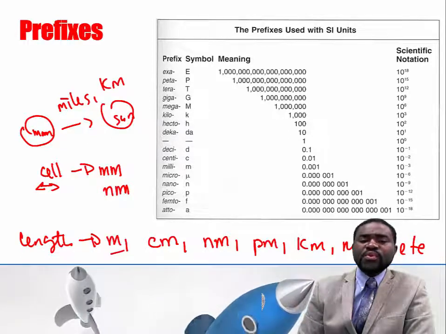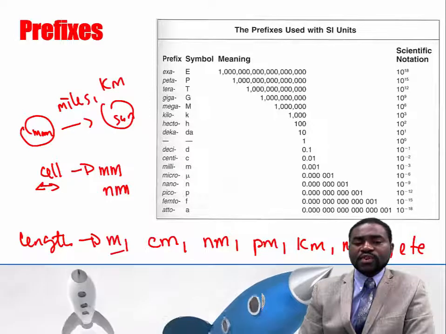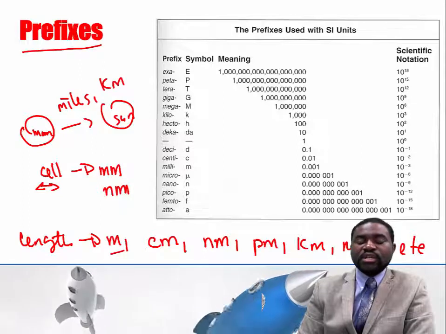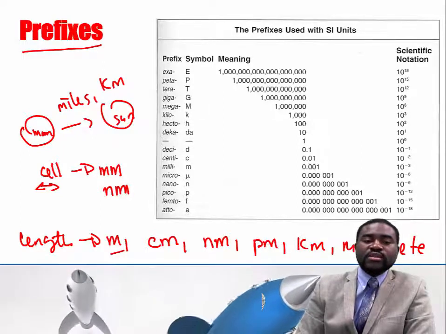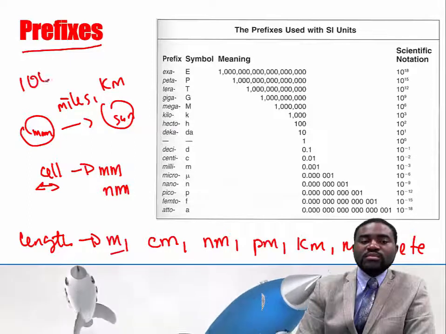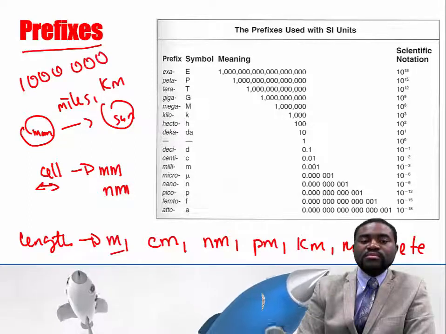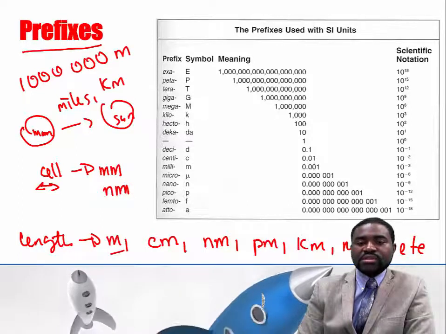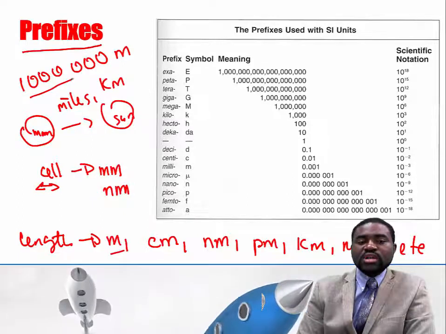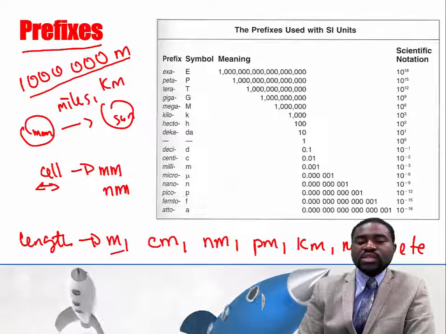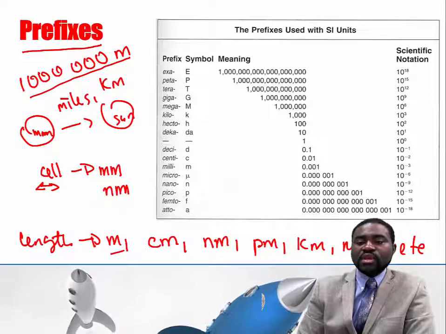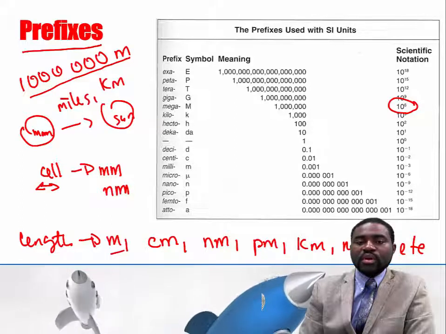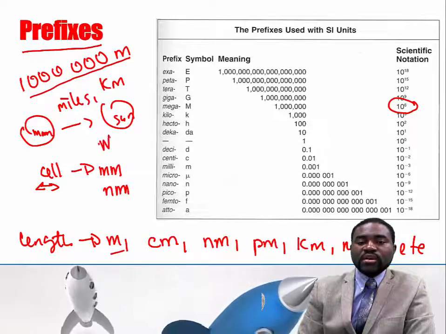Now, when you want to write very large or very small quantities, it is critical for us to use prefixes. Take, for example, you want to write 1 million meters. My goodness, it occupies a lot of space. This is actually summarized as 1 million meters, which stands for 1 megameter.